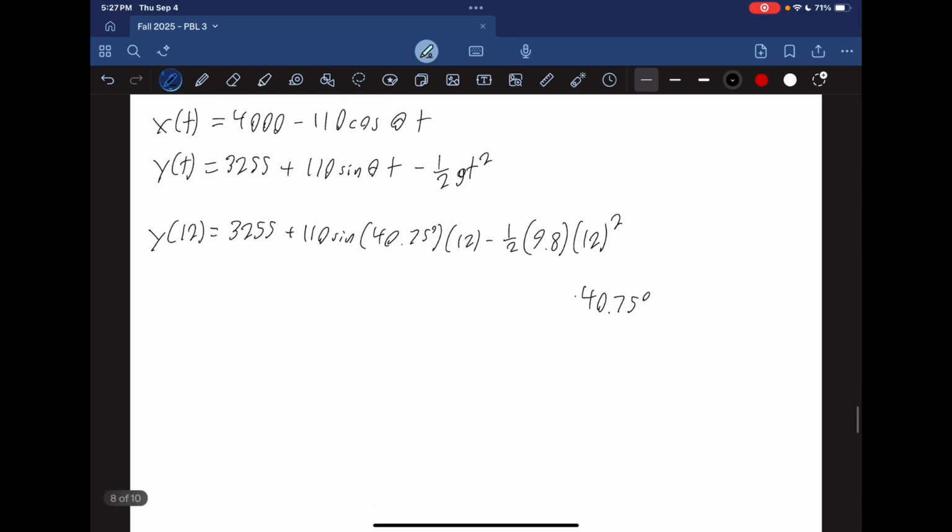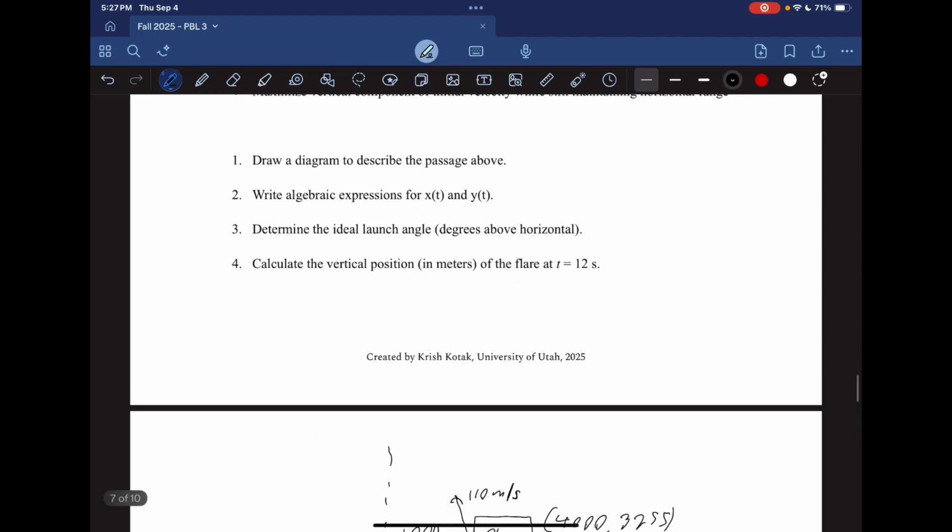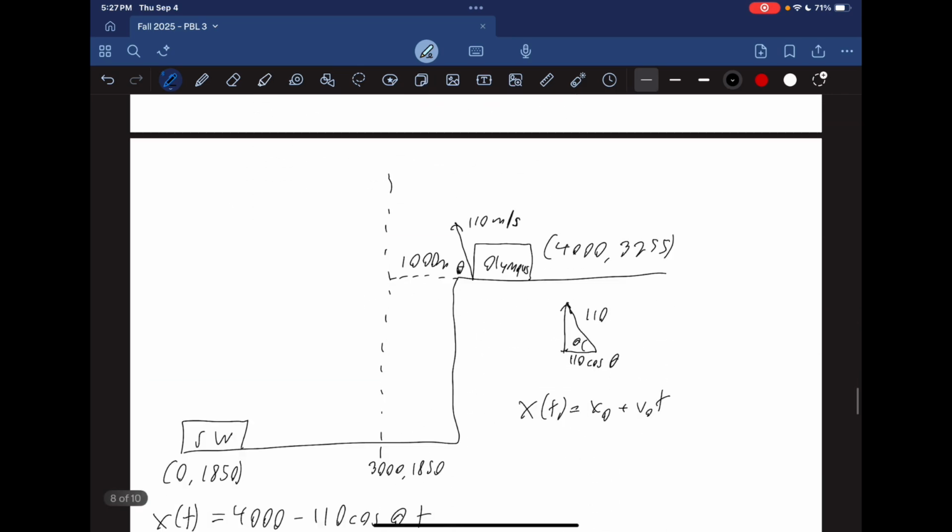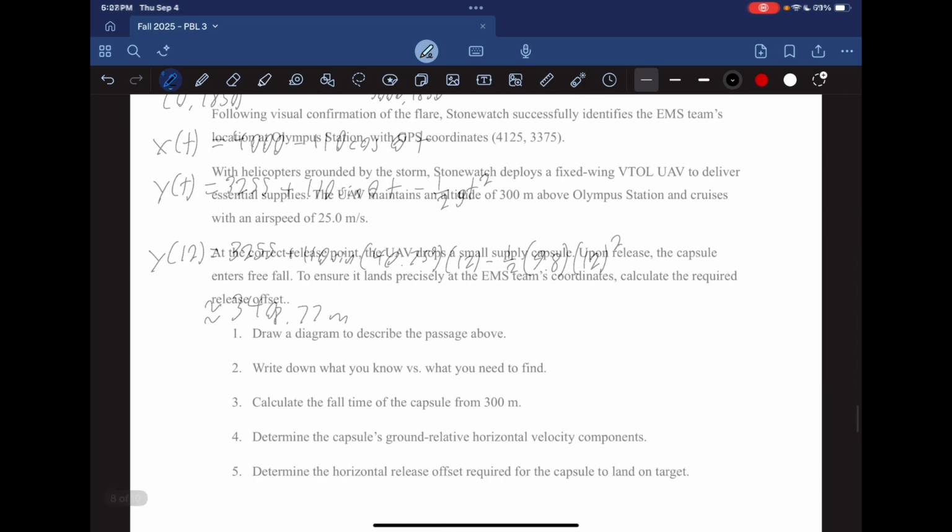I'm just going to go ahead and plug this into the calculator on my own, but I urge you to do the same, and you'll get an answer of about 3,408.77 meters as our y distance. So that gives us the vertical position in meters of the flare at time t equals 12 seconds. We have our ideal launch angle, and we have solved this problem.